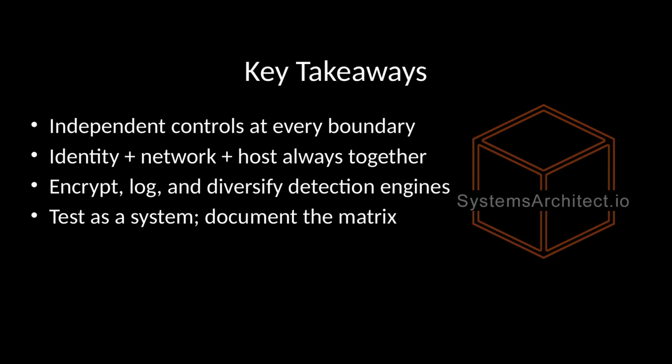To close, put independent controls at every trust boundary and always mix identity, network, and host. Encrypt everywhere and log each layer so stolen bytes are useless and weak signals become strong when correlated. Stack Web Application Firewall, IPS, and endpoint from different engines so one trick is not enough. Test the stack as a system and keep the matrix current so defense in depth survives change and pressure. Do those 10 practices and single failures become contained events instead of full system breaches.